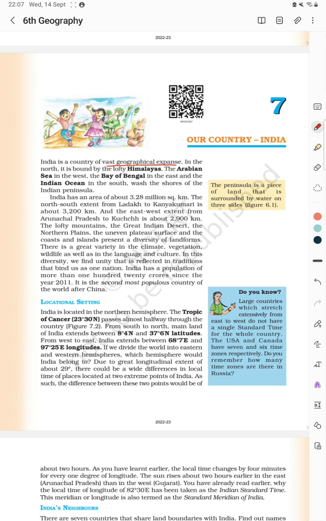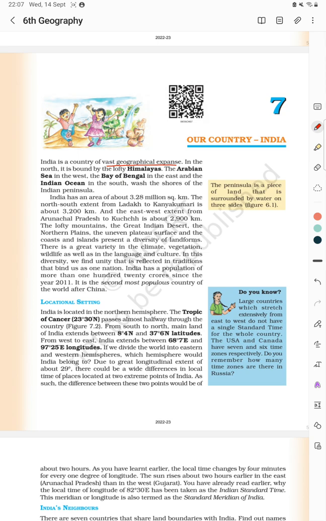In the previous lecture, we had learnt about major landforms of the earth. We had learnt about mountains, plains, and plateaus. So, in this chapter, we will be learning about India. Okay, so let us start.